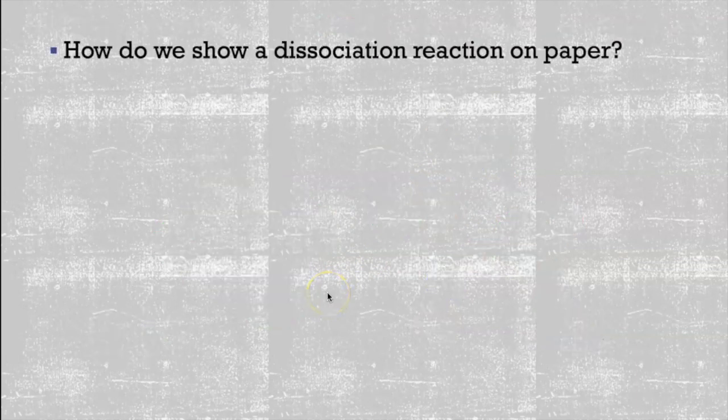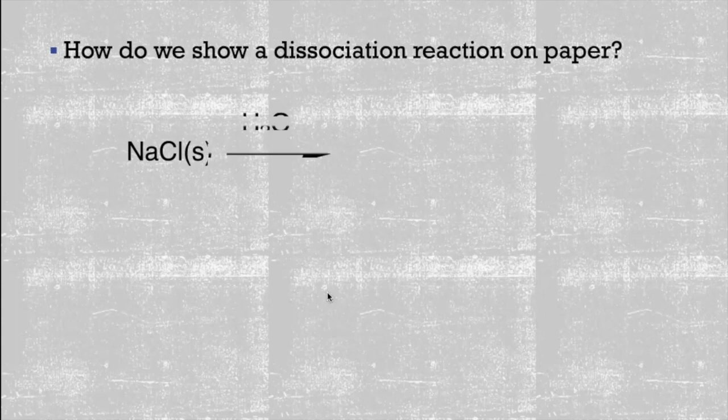So how do we show a dissociation reaction on paper? Because it doesn't seem like there's a chemical change occurring here. So how would I show this on paper? Because remember, this is simply a physical change. The ions are simply being separated, and water molecules are interspersing between the ions that were previously together. So here's sodium chloride solid mixing with water.